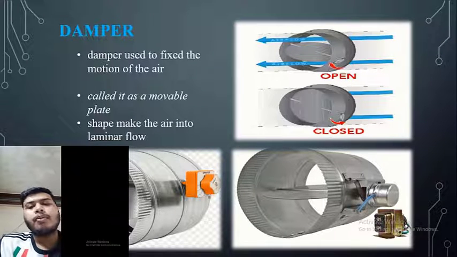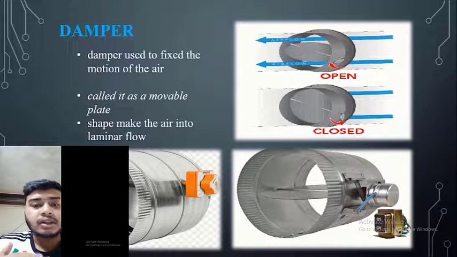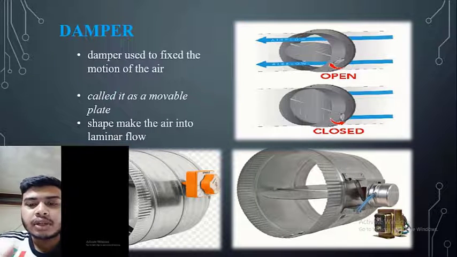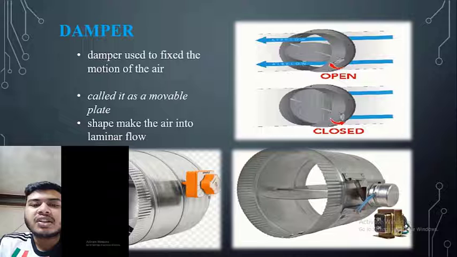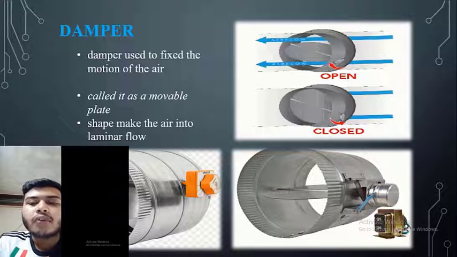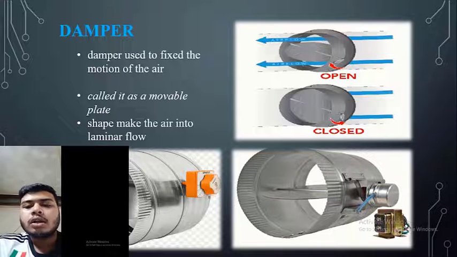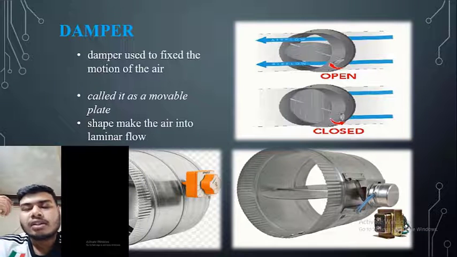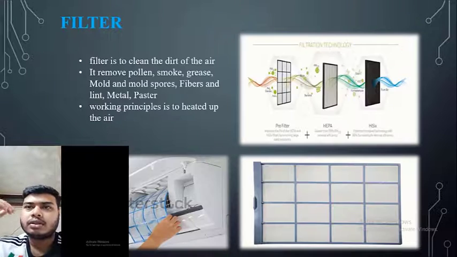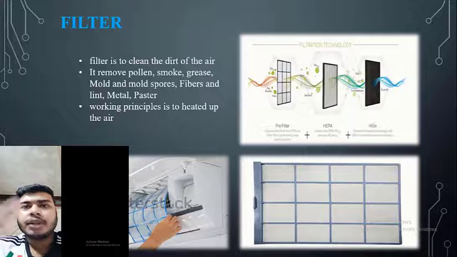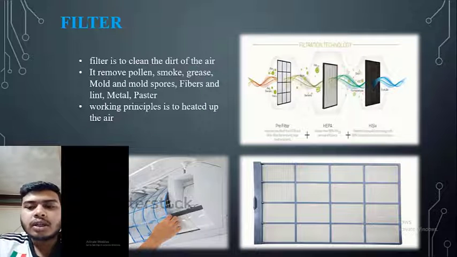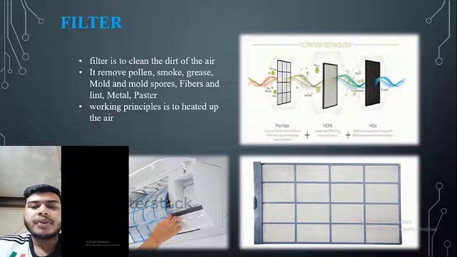Now we come to the point. Damper: the damper is used to fix the motion of the air into laminar flow, and the damper is a significant piece of equipment of air conditioning. Now come to the second equipment, the filter. The fundamental work of a filter is to clean the dirt from the air and make sure clean air goes into the system.